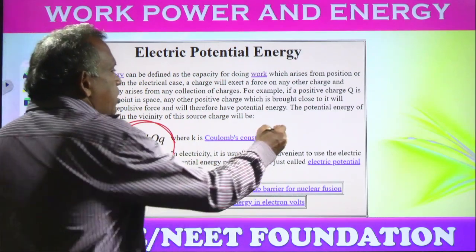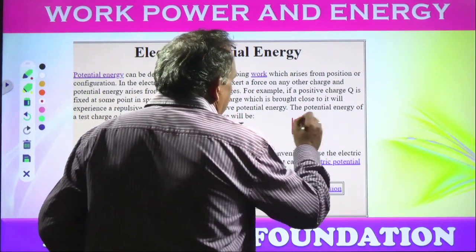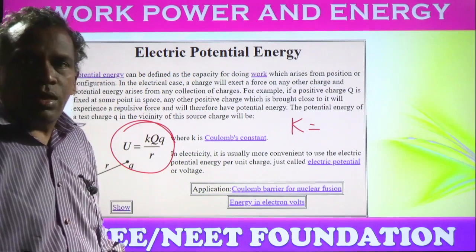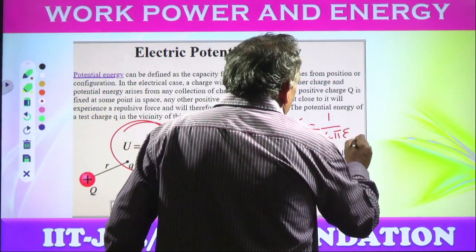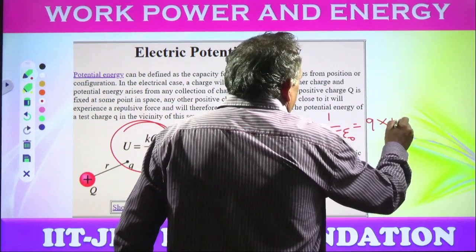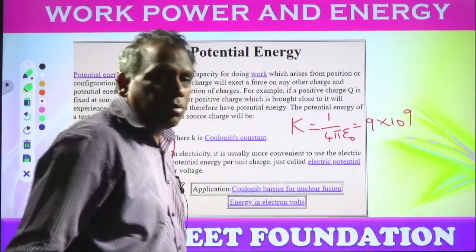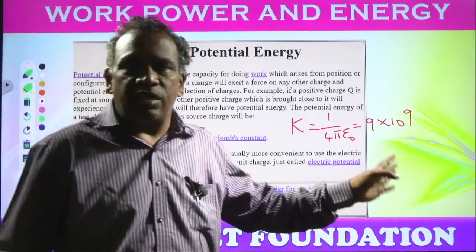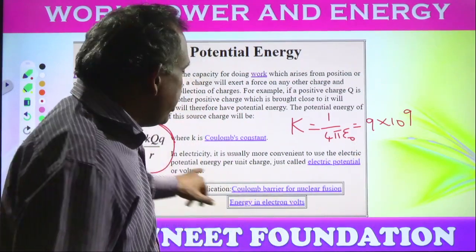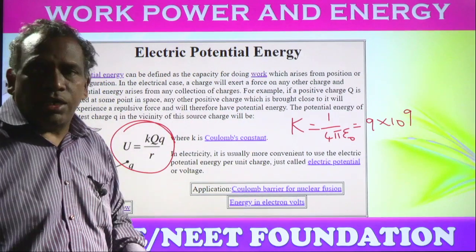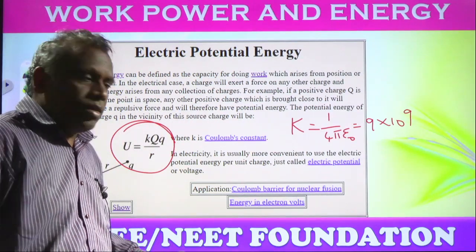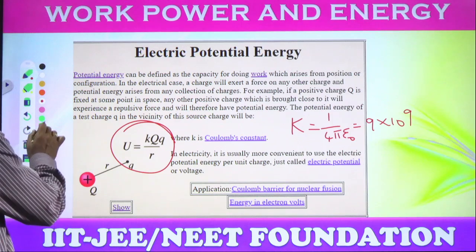Here K is called the electrical constant, 1 by 4 pi epsilon naught, and its value is 9 into 10 power 9. Epsilon naught is the permittivity of free space. By using this formula, you can calculate electrical potential energy. So this is another potential energy.